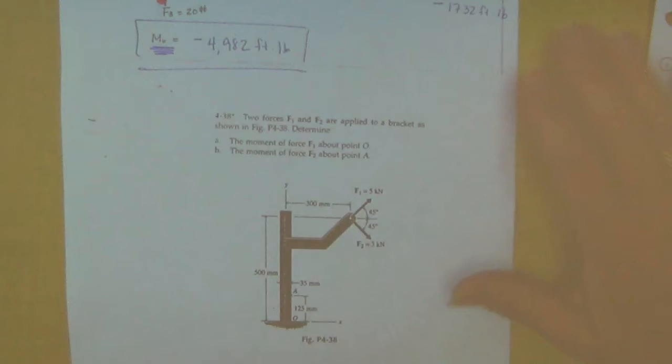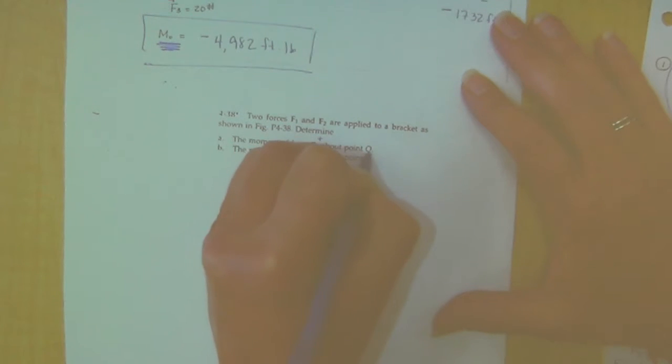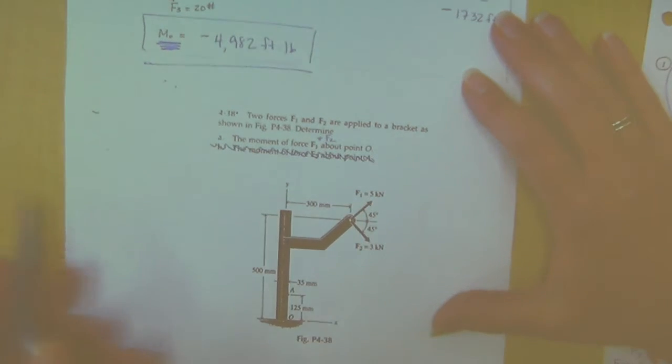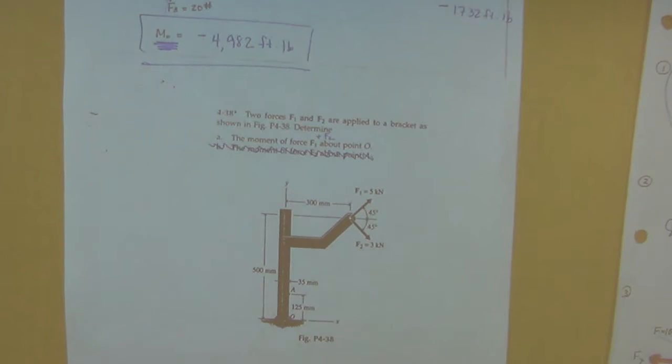One more problem. I want you to find the moment about point O due to F1 and F2. So I want you to find the moment about point O, which is the base here of this bracket, due to F1 and F2. Before you start the number crunching, look at the problem and see if you can do it in an easier way.